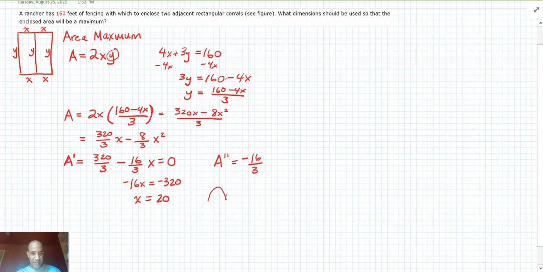Real quick sketch. Something like that, right? And you have a maximum instead of a minimum. So with that, what we have there is a maximum value. So that shows that it's a maximum. You could use the first derivative test, but that's just going to be more complicated.